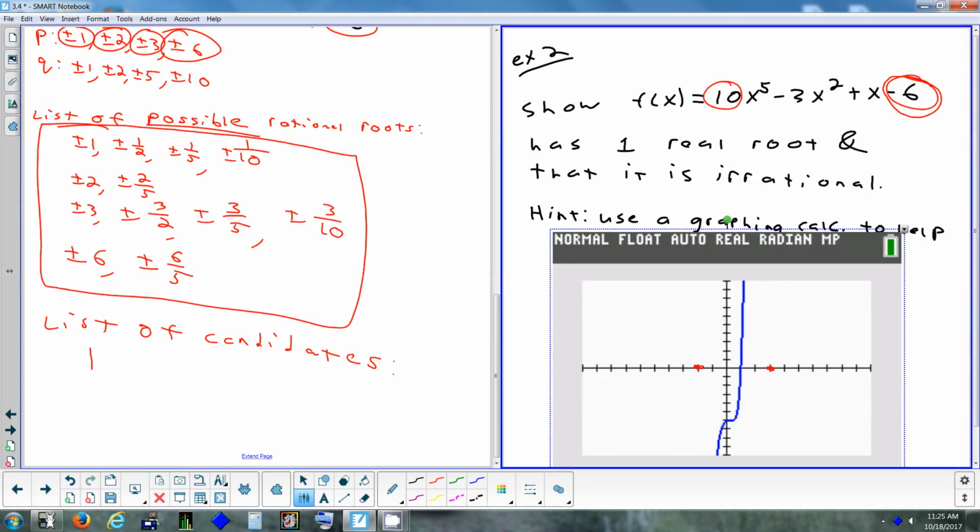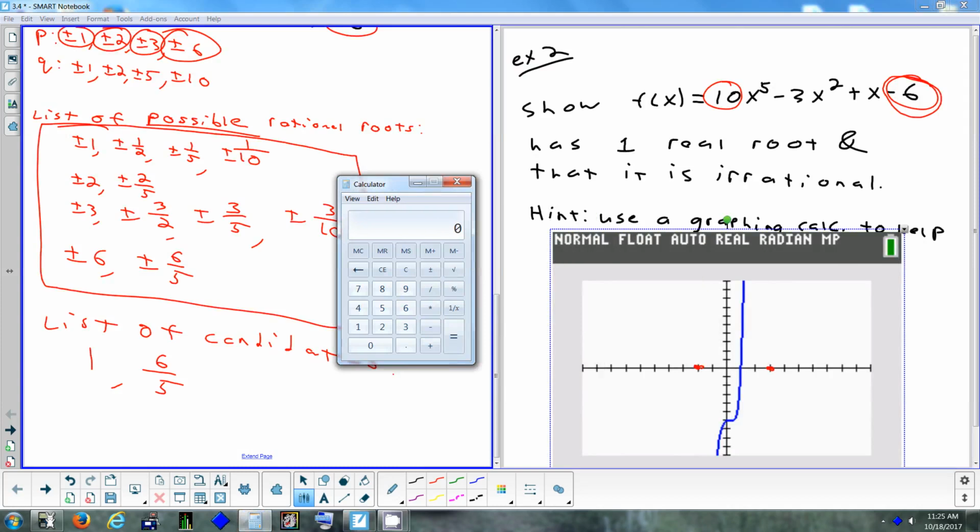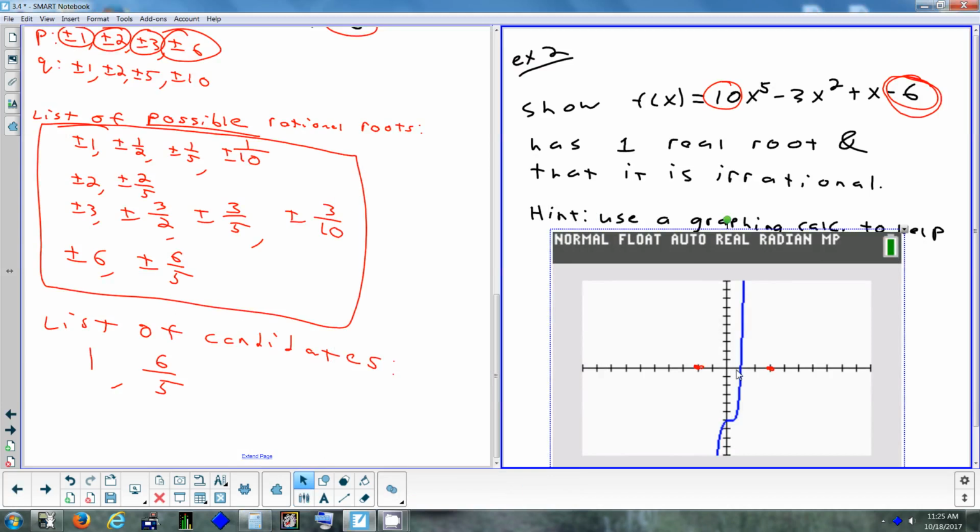Positive or -2/5. I don't really think any of these are candidates except maybe you could argue 6/5. Because if you divide 6 by 5, it's just a little bit bigger than 1. 1.2. Maybe if I zoomed in a little bit, that might be close to 1.2. But I would say 1 is probably your most reasonable guess.